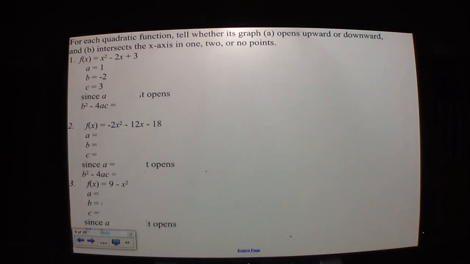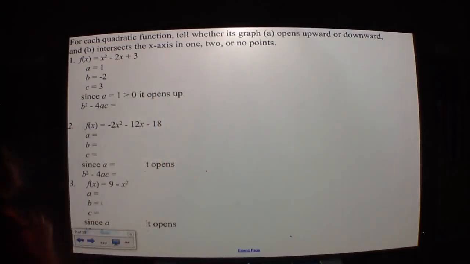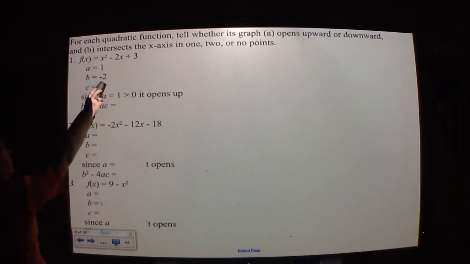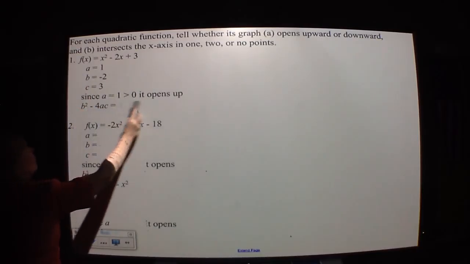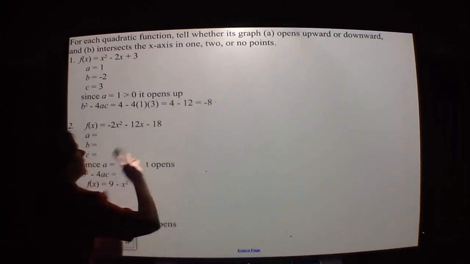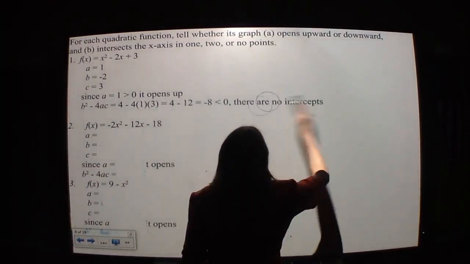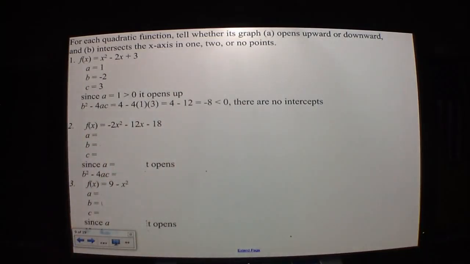A is a positive number, so you should know which way it opens. And it opens up. Then B squared minus 4AC: B squared is 4, minus 4 times 1 times 3. 4 minus 12 is -8. -8 is less than 0, so there are no intercepts whatsoever.